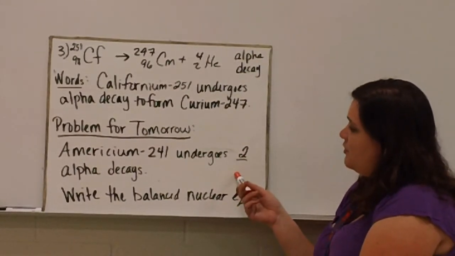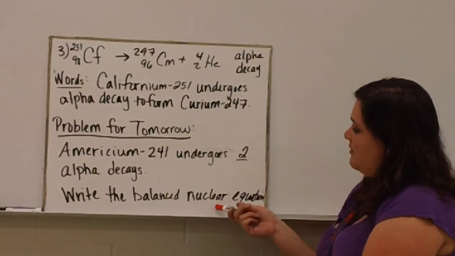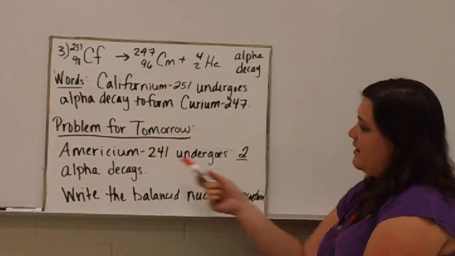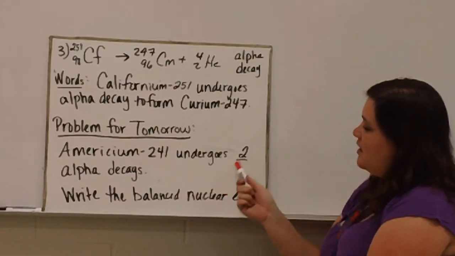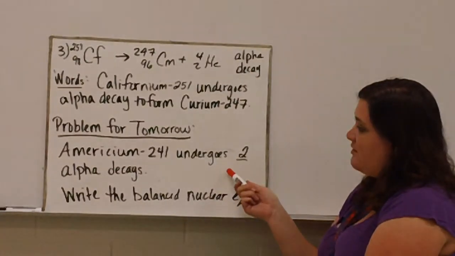For tomorrow, I want you to tell me or write what this answer would be: writing the balanced nuclear equation for americium-241 undergoing 2 alpha decays. So I'd like you to come to class with that problem done.